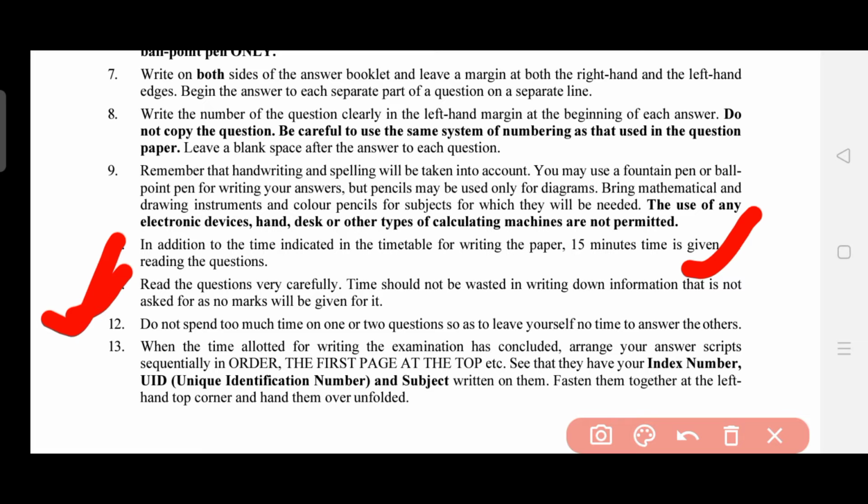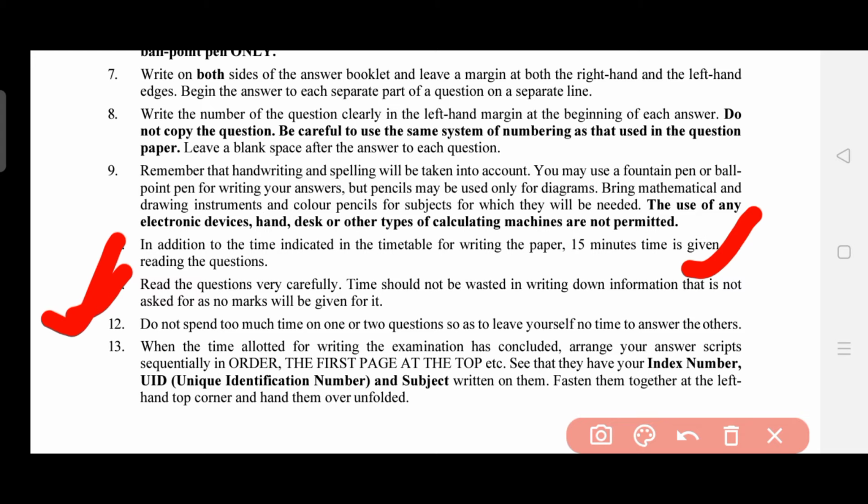Okay. 12 is that do not spend too much time on one or two questions. Yes, it happens that suppose you have prepared yourself for one chapter very good, but you are not able to answer that chapter question. So don't worry about that. Leave it and write it afterwards.